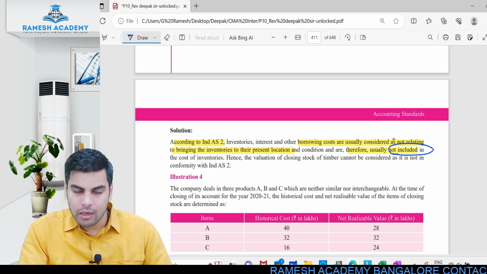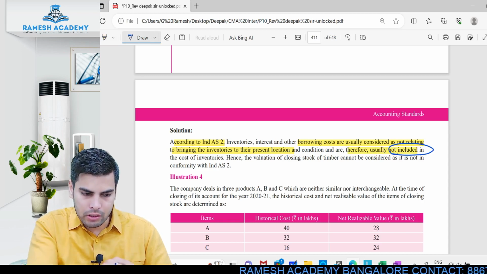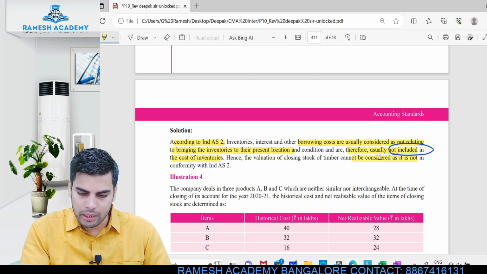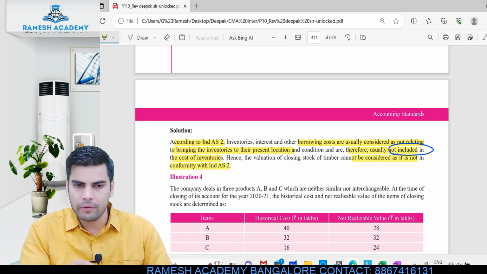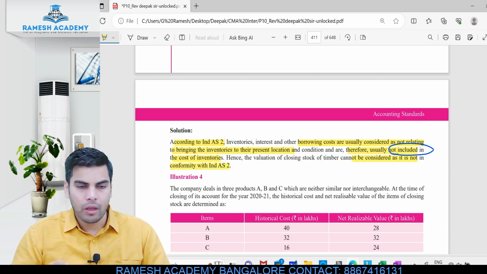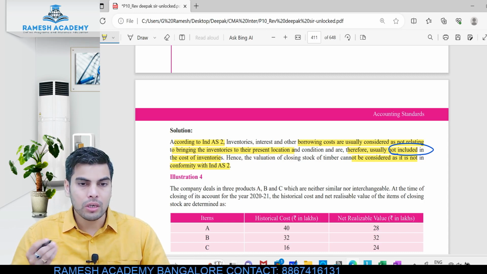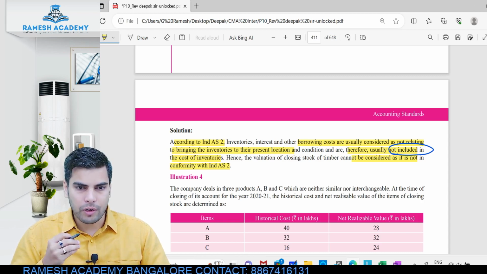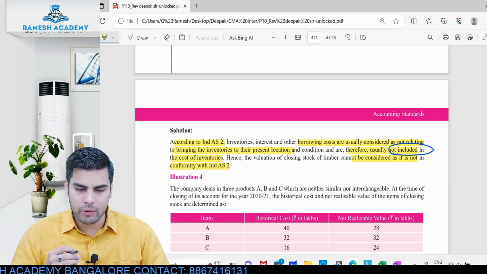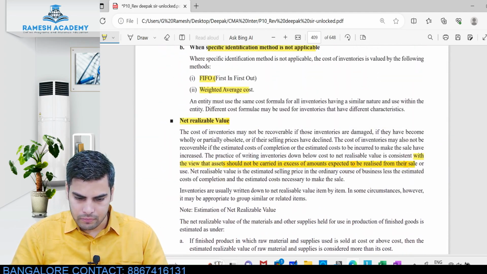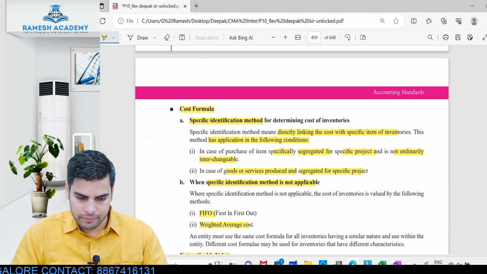So this particular notional interest should not be included in the cost of the inventory. Hence, the valuation of closing stock of timber cannot be accepted as it is not in conformity with Indian Accounting Standard 2. This borrowing cost or interest or any other notional interest cost should not be considered as a cost of inventory. We already discussed this. I'll just show you guys.